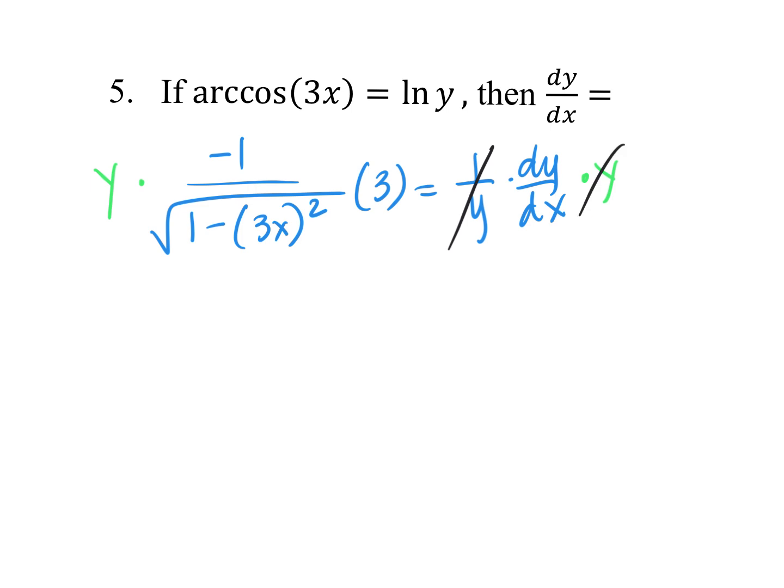So could you do 3y over? What about negative 3y over? Yes, what if I said over 1 minus 9x squared?